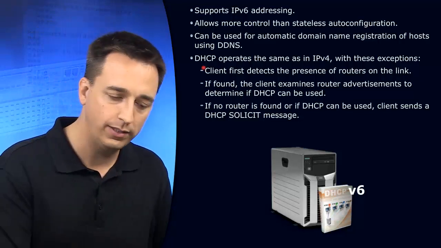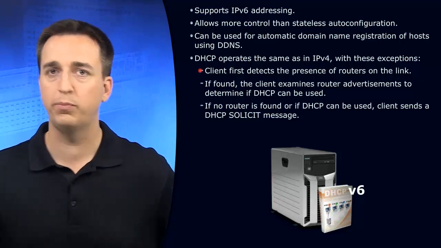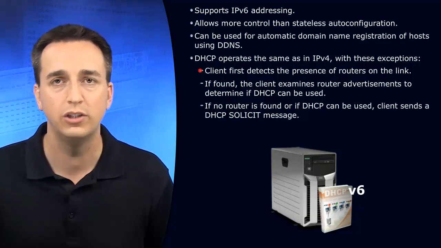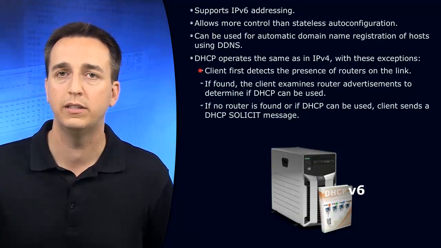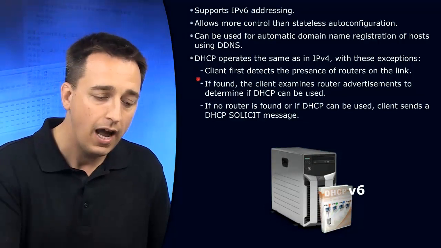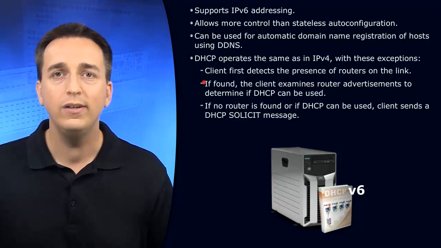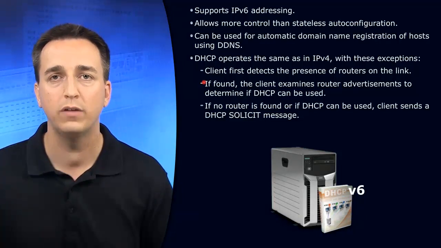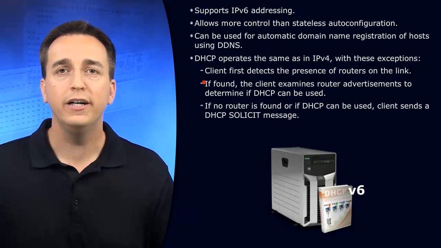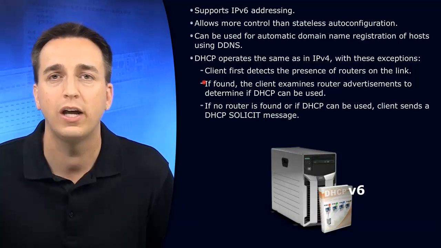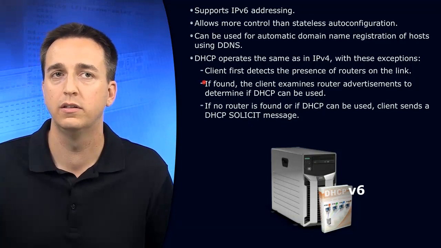The client is designed to first detect the presence of a router on the link. So it's sending out the router solicitation messages. It's waiting for router advertisement messages. Why? Because it's designed to do what? It's designed to get the prefix from the router advertisement and configure its own IPv6 address using stateless auto configuration. There's no button to shut off stateless auto configuration.